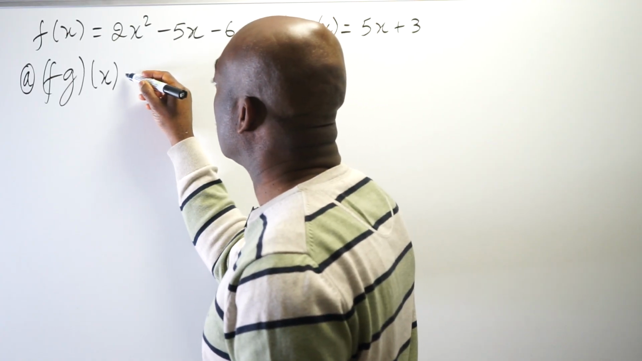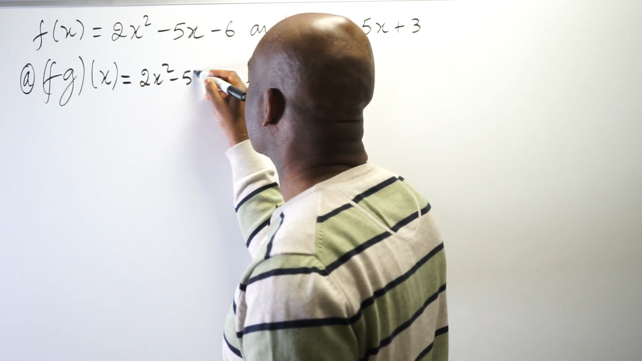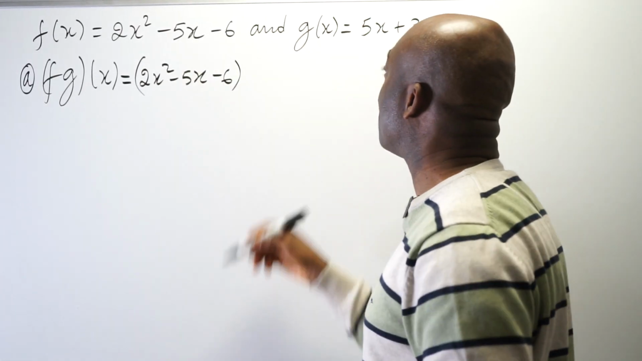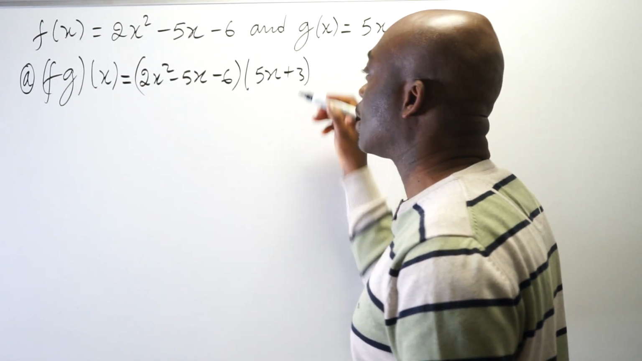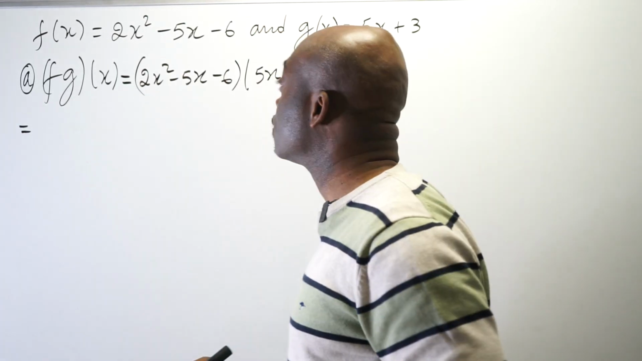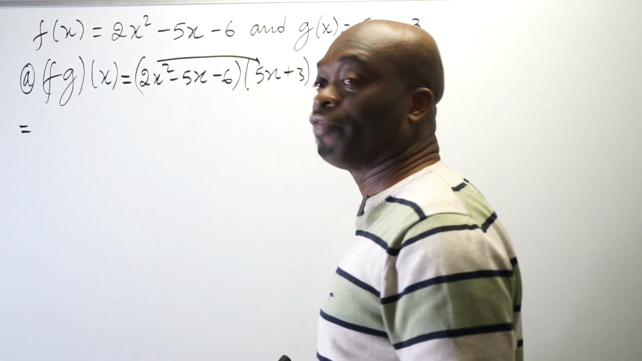So we want to multiply 2x squared minus 5x minus 6. We want to multiply that by 5x plus 3. That's what we want to do, okay? So I'm coming here for the sake of space, right? So we're going to do 2x squared times 5x.